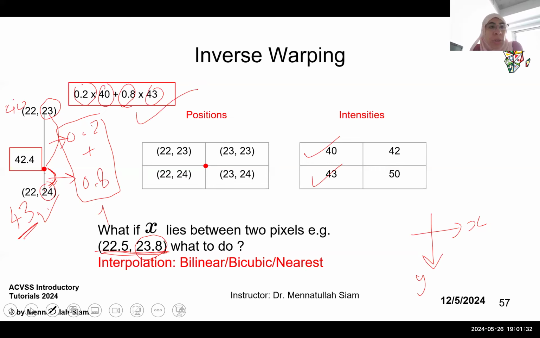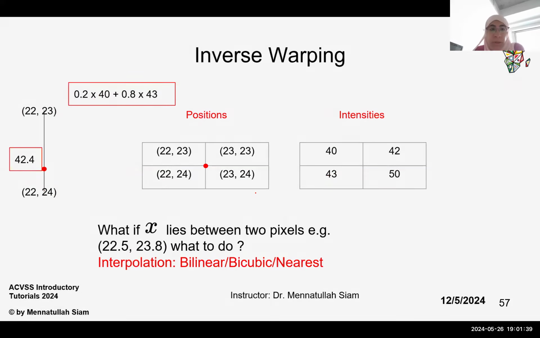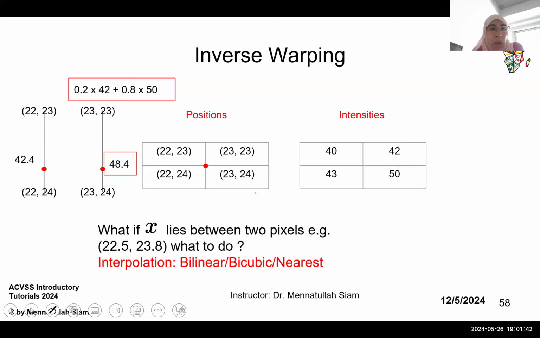So this is one interpolation, and I end up with this, and I'm going to do the same here as well. This is again taking 42, multiplied by 0.2 because it's further away, and 50 multiplied by 0.8 because it is closer to me. So now I have two outputs from doing the interpolation on the y. What remains is to do interpolation on the x.